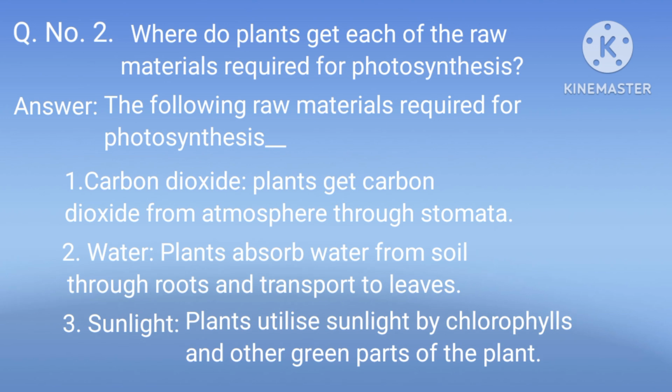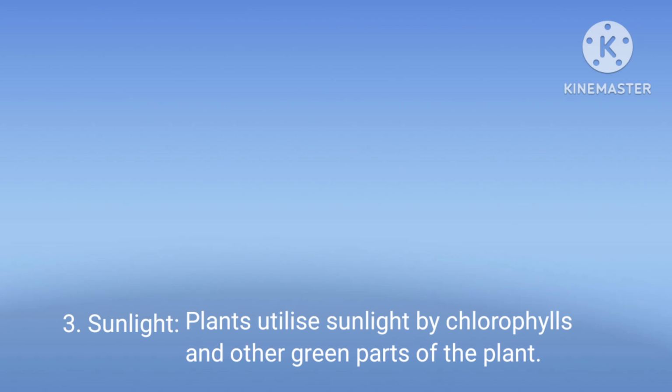Question number 2. Where do plants get each of the raw materials required for photosynthesis? Answer. The following raw materials are required for photosynthesis. Number 1. Carbon dioxide. Plants get carbon dioxide from the atmosphere through stomata. Second, water. Plants absorb water from soil through roots and transport it to leaves. And sunlight. Plants utilize sunlight by chlorophyll and other green parts of the plant.